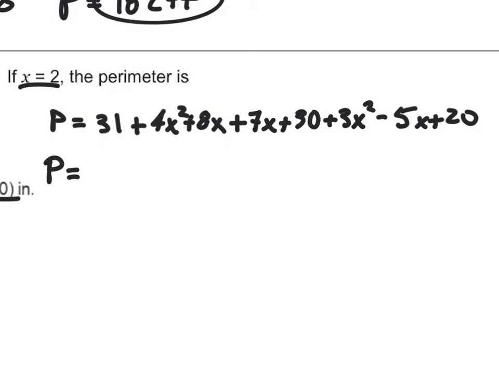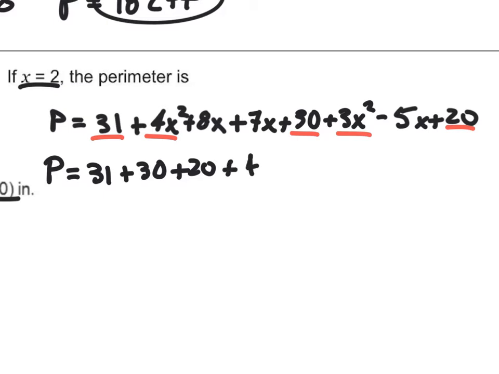Let's put all of our constants together. So I've got 31, I've got 30, and I've got 20. I'm going to put all those in a row: 31 plus 30 plus 20. The next one I've got is 4x squared, and anything else with an x squared, I've got a 3x squared. So I'm going to do plus 4x squared plus 3x squared. The next thing I'm going to do is an 8x and 7x. Ooh, and a negative 5x. Isn't that fun?